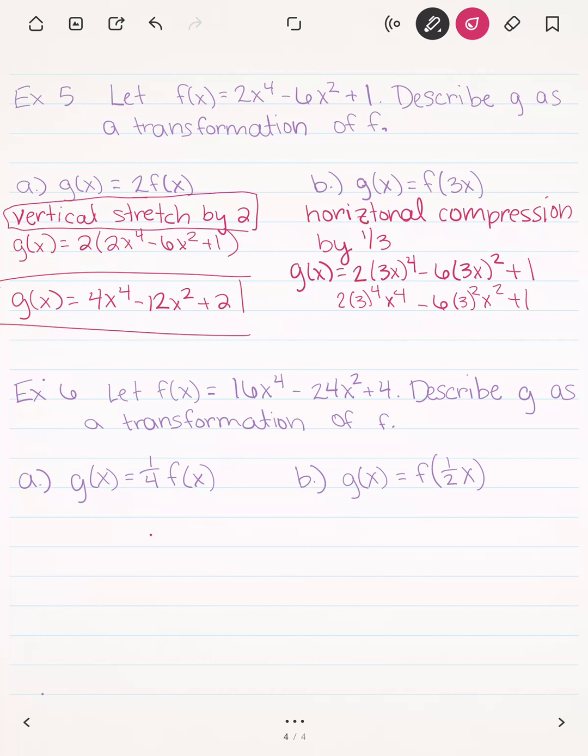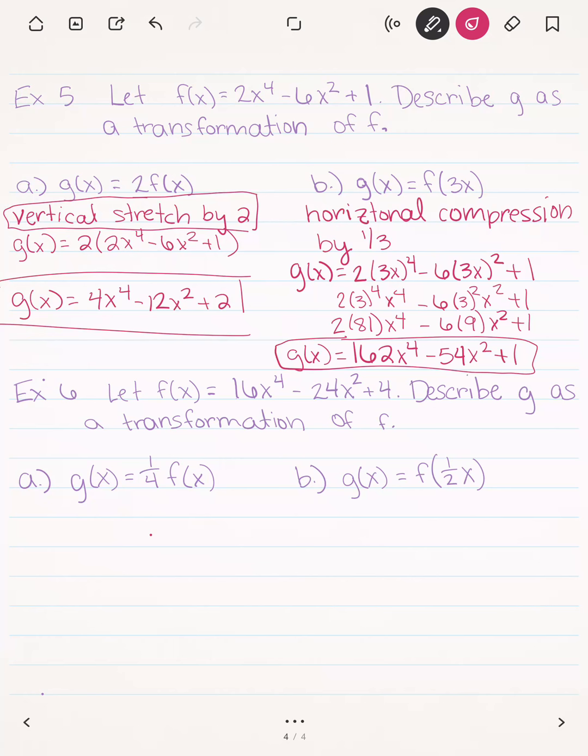plus 1. So 3 to the fourth power is 81, so I get 2 times 81 x to the fourth minus 6 times 3 squared, which is 9, times x squared plus 1. So 2 times 81 is 162 x to the fourth. Negative 6 times 9 is a negative 54 x squared plus 1. And this is my function that describes the horizontal compression by 1/3. So I got my equation and I got my description.